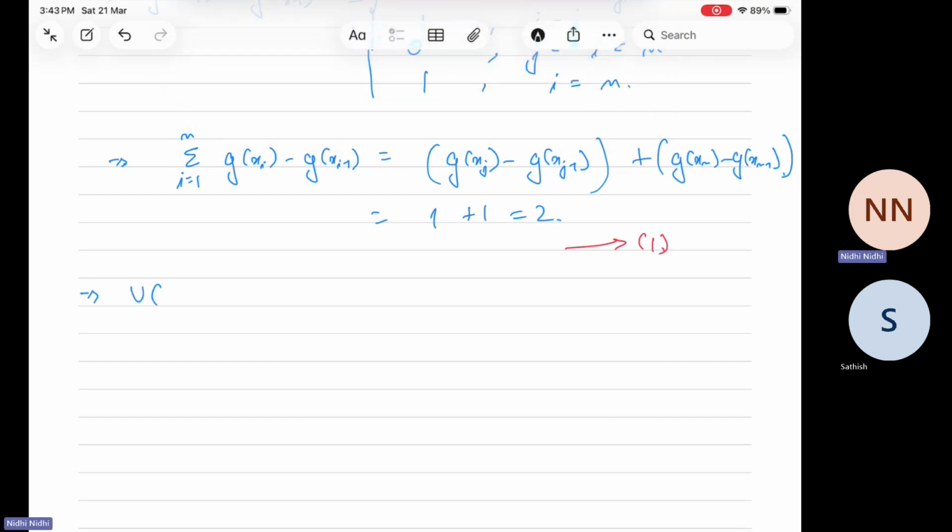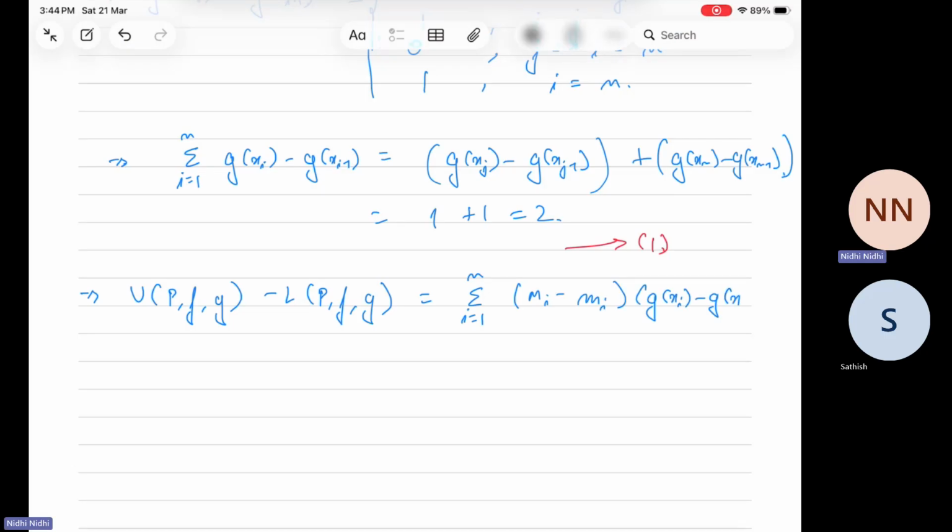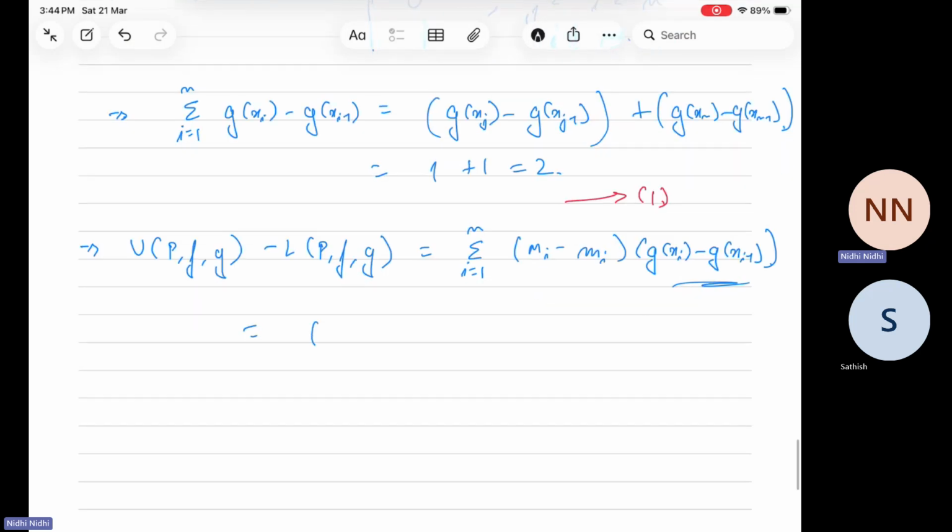This implies UPFG minus LPFG will be equal to the summation i from 1 to n of Mi minus small mi times gxi minus gxi minus 1. Since this difference is always 0 except for i equals j and n, this is just Mj minus small mj times 1 plus Mn minus small mn.